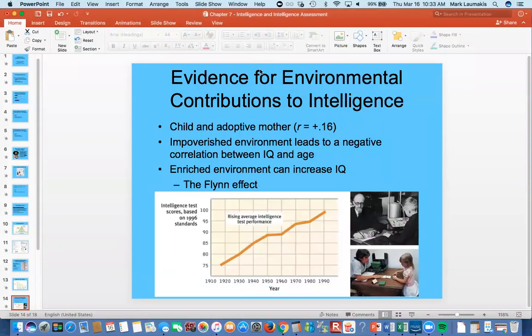So, 3 pieces of evidence that would suggest an environmental contribution to intelligence, right? Keep this clear in your notes. Now we're talking about how environment, how nurture, how the empiricism approach gets borne out in this research about intelligence. Well, number 1, we've already mentioned the child and adopted mother correlation, right? They share nothing genetically. Any similarity at all between them in terms of IQ scores has got to be due to environmental factors.